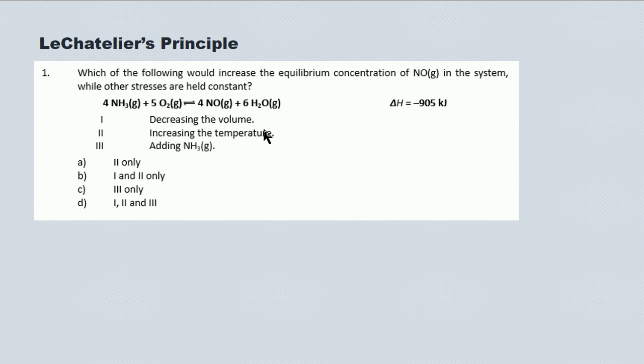Secondly, increase the temperature. This is an exothermic system. Energy can be thought of as a product. By increasing temperature, then we're adding a product, and that'll shift the system to the left. So increasing the temperature does not increase nitrogen monoxide production, and therefore that's not our answer. 3. Adding ammonia. Ammonia is a gas phase reactant. By adding a reactant, we shift the system to the right to increase products, in this case increasing the nitrogen monoxide concentration, and 3 is the only correct answer. Therefore the answer to the question is C.